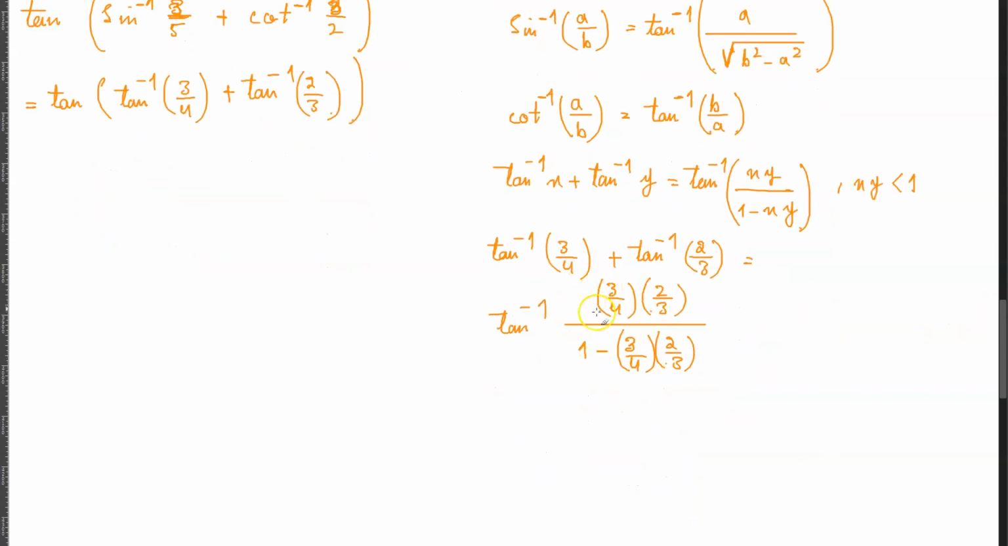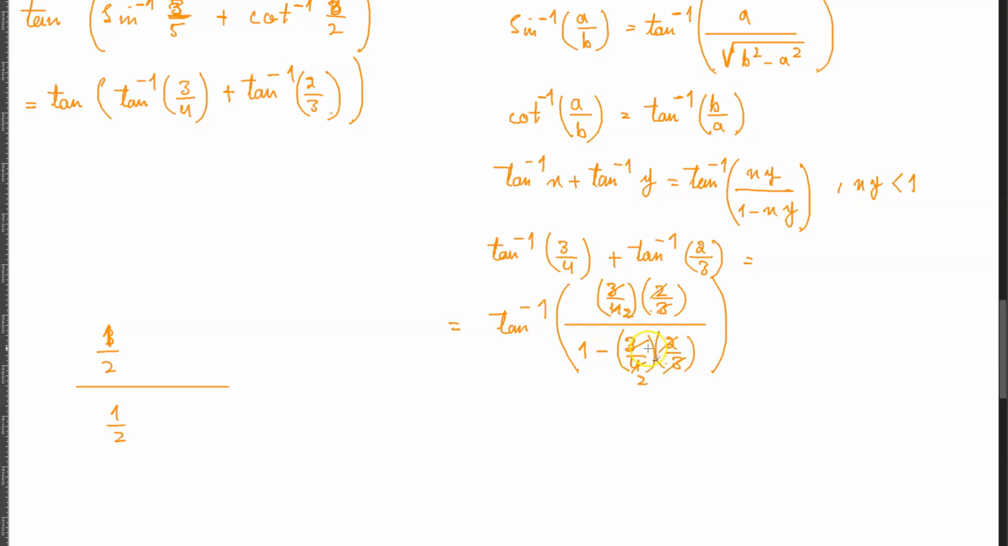So that is equal to, what is this? 3/4 times 2/3 is equal to, you can simplify these and you will get 1/2. So the numerator would be 1/2. The denominator is going to be again 1 minus 1/2. 1 minus 1/2 is equal to 1/2. So that is the tan inverse of 1.